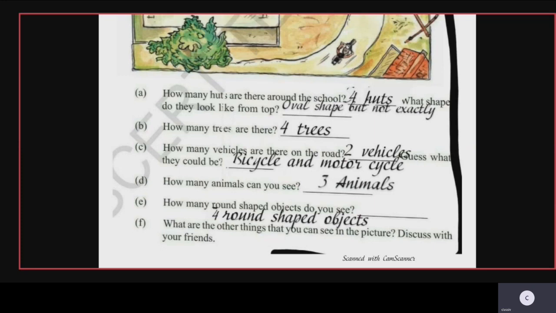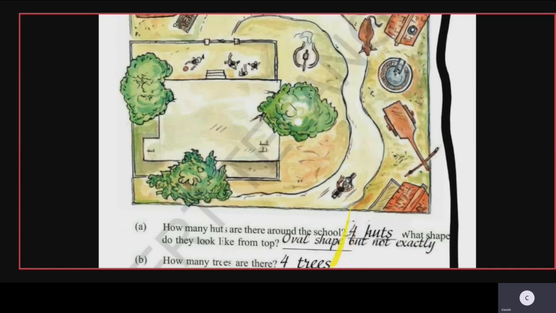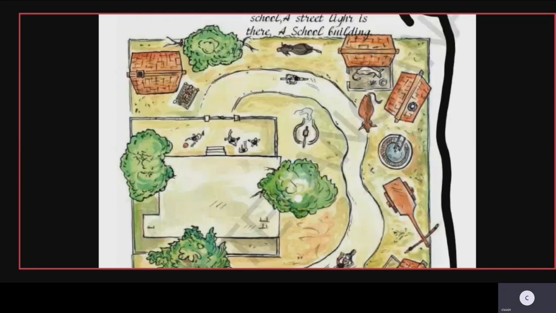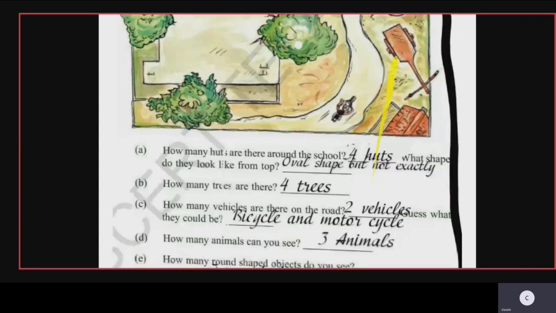You can see it here. Then next D question, how many animals can you see? So the answer is 3 animals. E question, how many round shape objects do you see? Yes, how many objects you can see here? The chimney hole, the well, and the sink there in the graveyard. Then a ball, the ball shape. So these are all the round shape objects. If you count it, you will get 4. Okay. So 4 round shape objects.